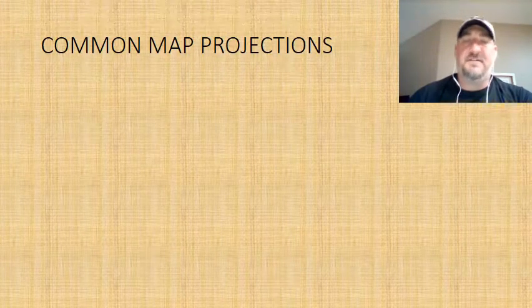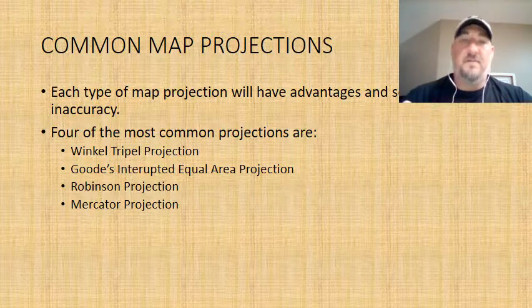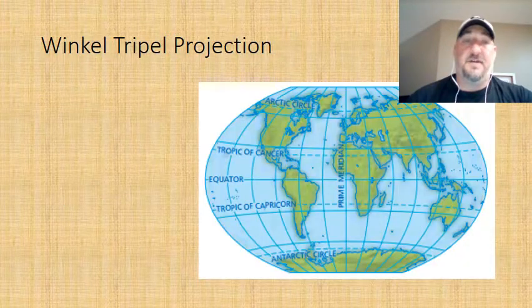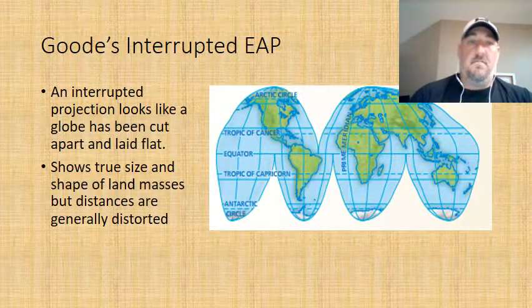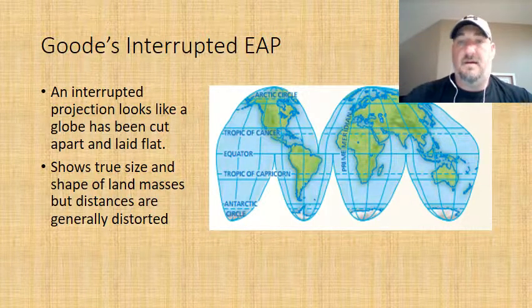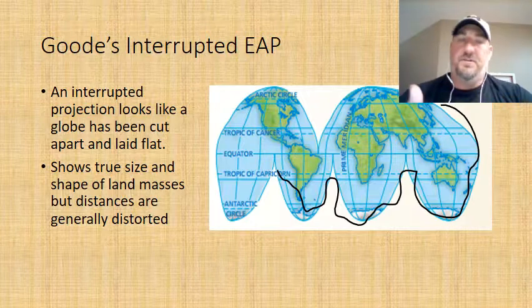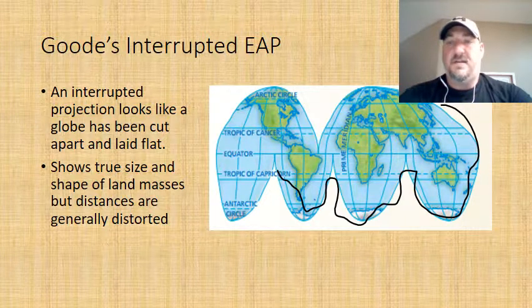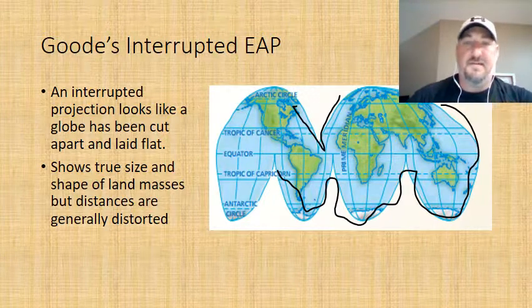Some different map projections. This isn't anything we're going to have to know for a quiz or anything, but it's just good to understand that four of the most common projections are the Winkel Tripel, Goode's Interrupted, the Robinson projection, and the Mercator projection. So Goode's Interrupted, it looks like they kind of cut around the edges, which shows true size and shape of the landmasses, but distances are generally distorted, as you can see here. And this would be tough to look at too. You get a gap here, so we're not going to be able to measure that distance very well.